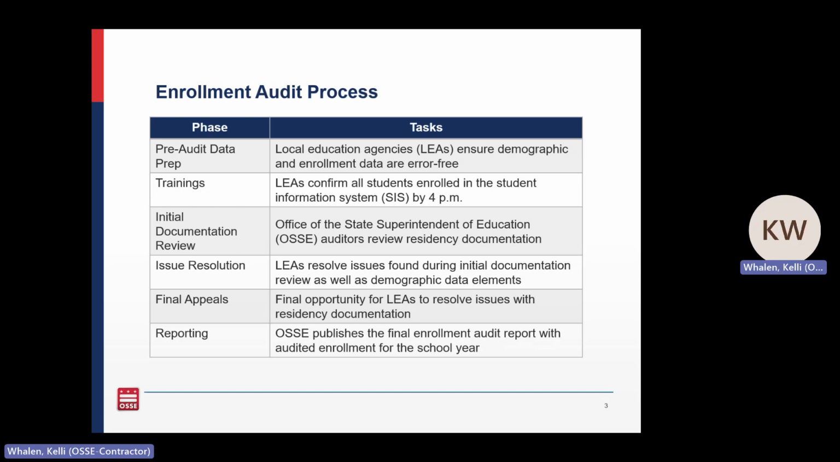Then we have final appeals. That's LEA's last opportunity to submit documentation for consideration for the audit. And then after final appeals, we have reporting. EACC publishes a final enrollment audit report every year that goes to the DC Council and then is eventually available to the public.